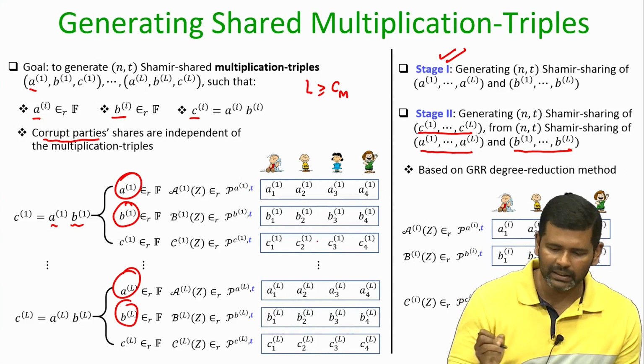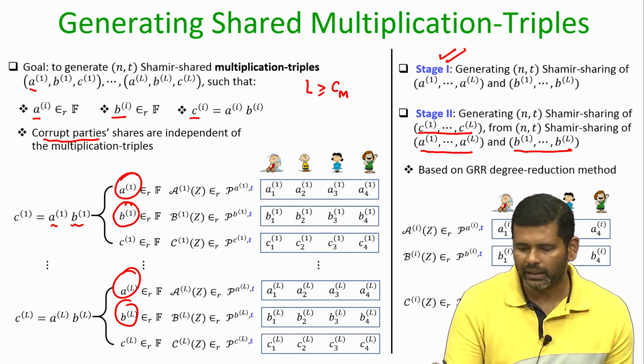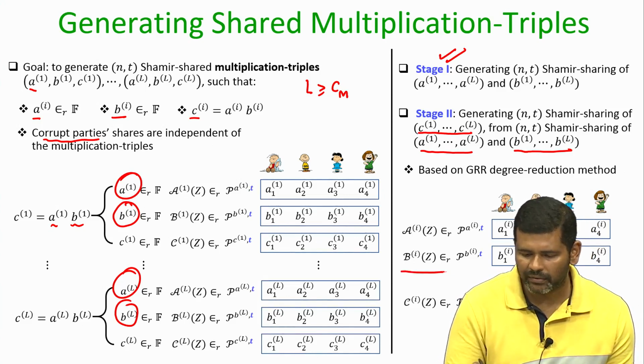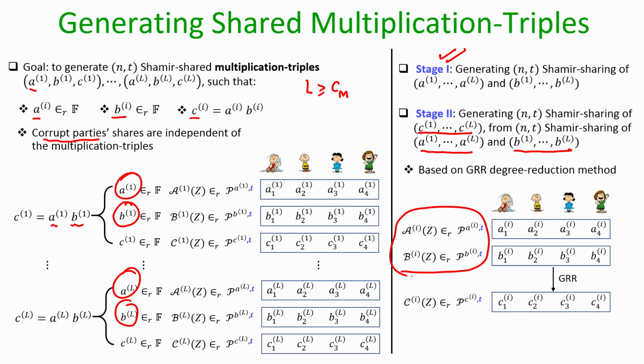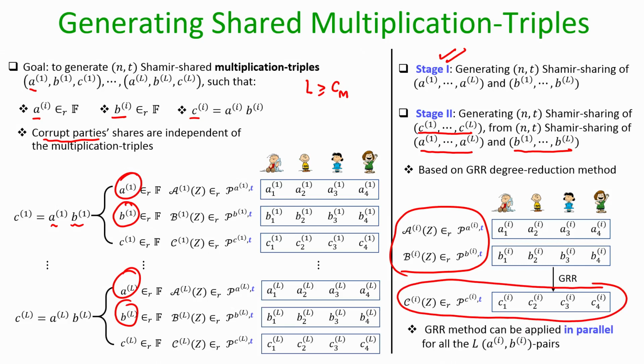Namely, for the ith triple, assuming that the parties have shares of these two random sharing polynomials, we apply the GRR degree reduction method to generate the corresponding C polynomial and their shares. Now, you might be wondering that we did all these things to avoid GRR degree reduction in the actual shared circuit evaluation, but when we are producing the random multiplication triples in the online phase, we are again using GRR degree reduction. So, what is the whole point?